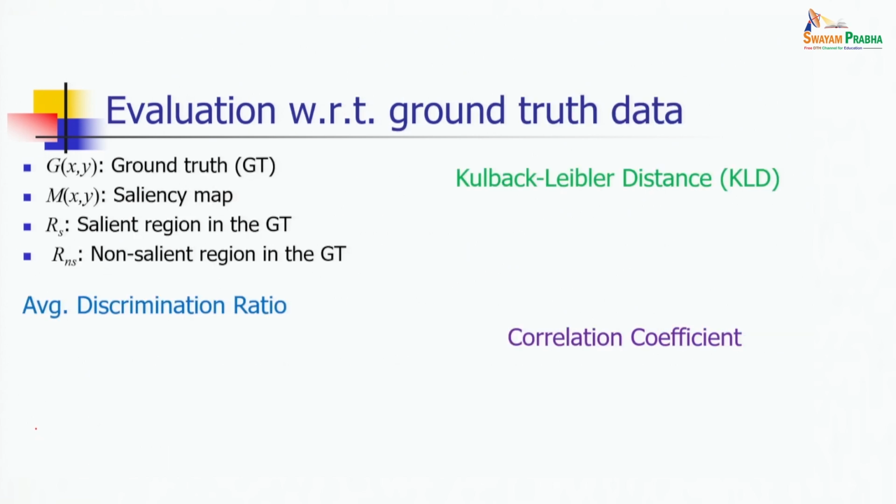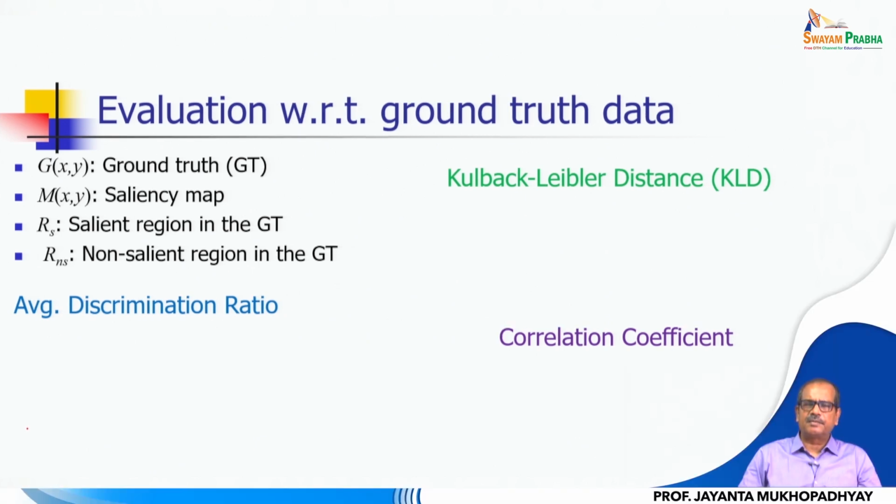There is another issue here also. Suppose you have this ground truth data and you have computed the saliency map, then how do you evaluate the saliency map with respect to the ground truth? That means we require different kinds of performance metrics for judging the performance of a technique. So here I will discuss some of those measures which are commonly used in the literature.